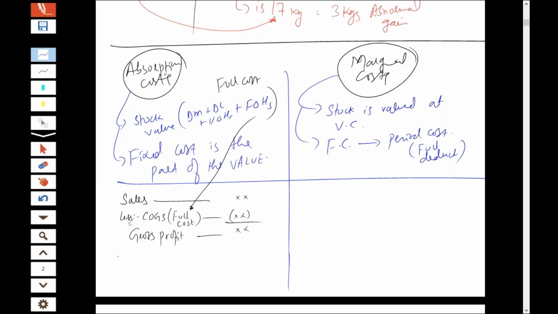Then you will be deducting other non-production cost, and you are having a profit of it.